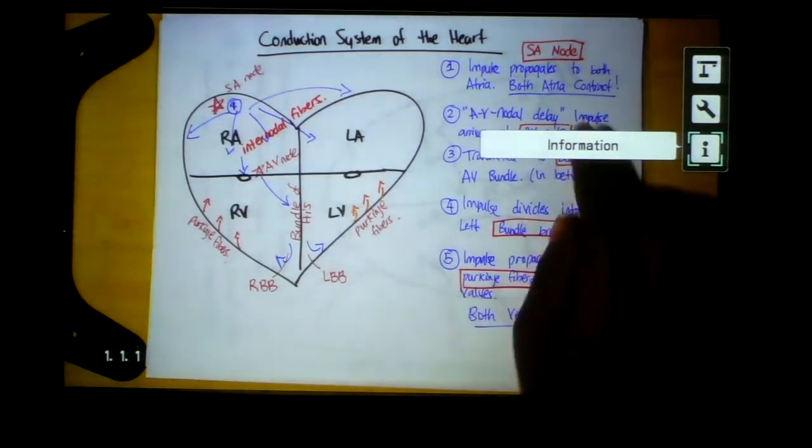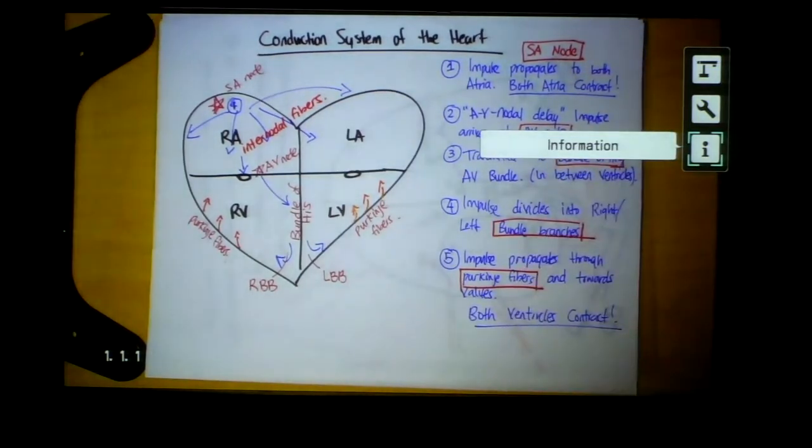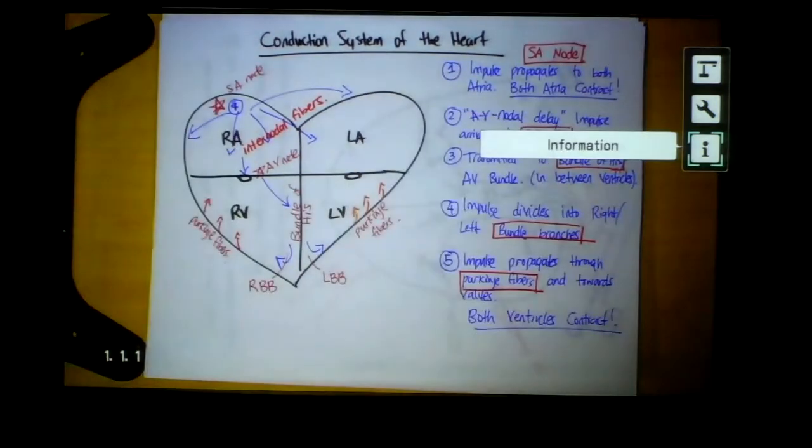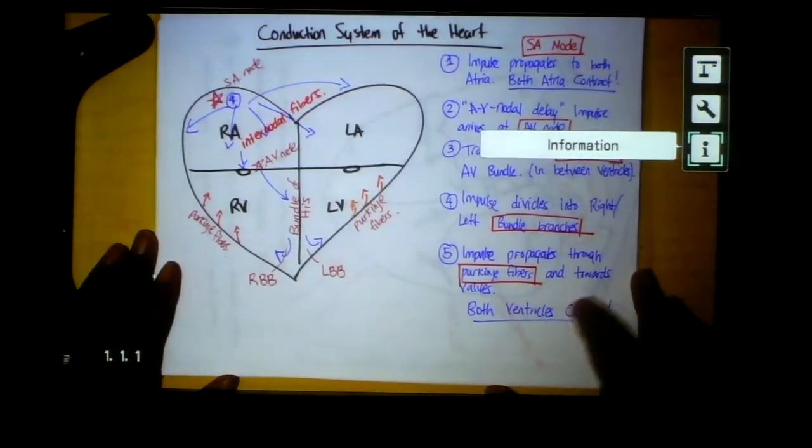Also make sure you know that the purpose of the AV nodal delay is to ensure that the atria contract fully before the ventricles contract. That's really important. Both atria must contract fully, and then both ventricles contract. Okay, so the sequence of the impulse as well as the sequence of the actual contraction of the chambers. Any questions here? Any questions on this bit?